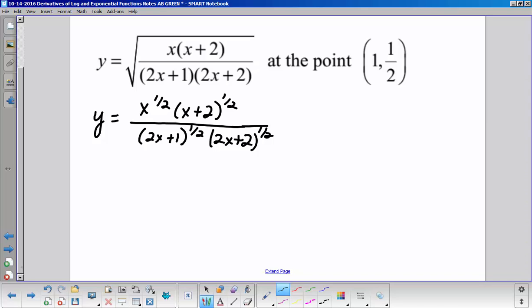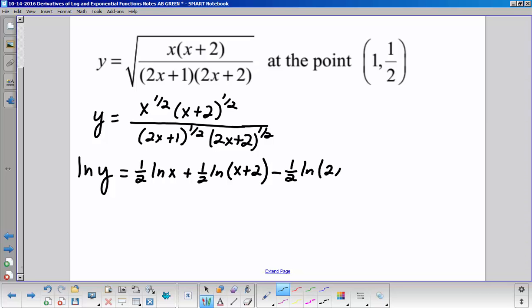So what are we going to do? Take the natural log of both sides. Natural log of y equals, then it would be 1/2 ln of x, good, plus 1/2 ln of x plus 2, minus 1/2 ln of 2x plus 1, and then minus 1/2 natural log of 2x plus 2. Yep. We'll just pause for a minute.